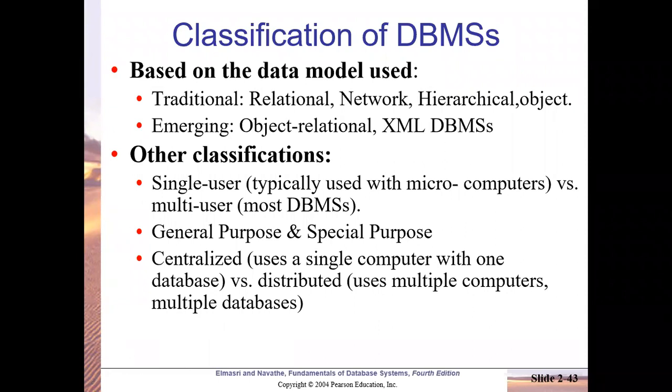Emerging data models are object relational. That means object-oriented storage structures are implemented or embedded in relational. So they are called object relational, then XML DBMSs, etc.